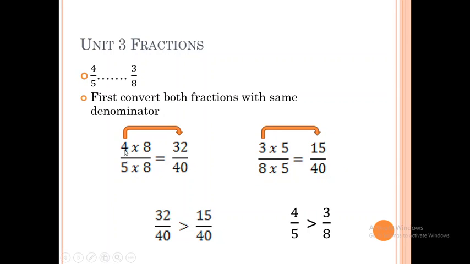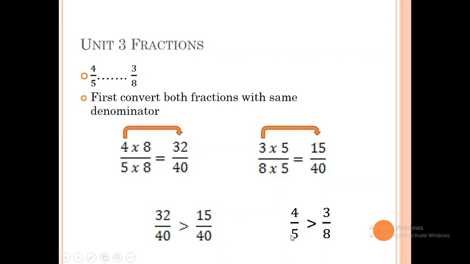In the place of 4 by 5, we have the fraction 32 by 40. In the place of 3 by 8, we have the fraction 15 by 40. Compare these two with the same denominator, 40 and 40. You can easily see that 32 by 40 is greater than 15 by 40. Now in the place of these fractions with denominator 40, we will write the actual fractions. 32 by 40 is actually 4 by 5 that was given in the question.